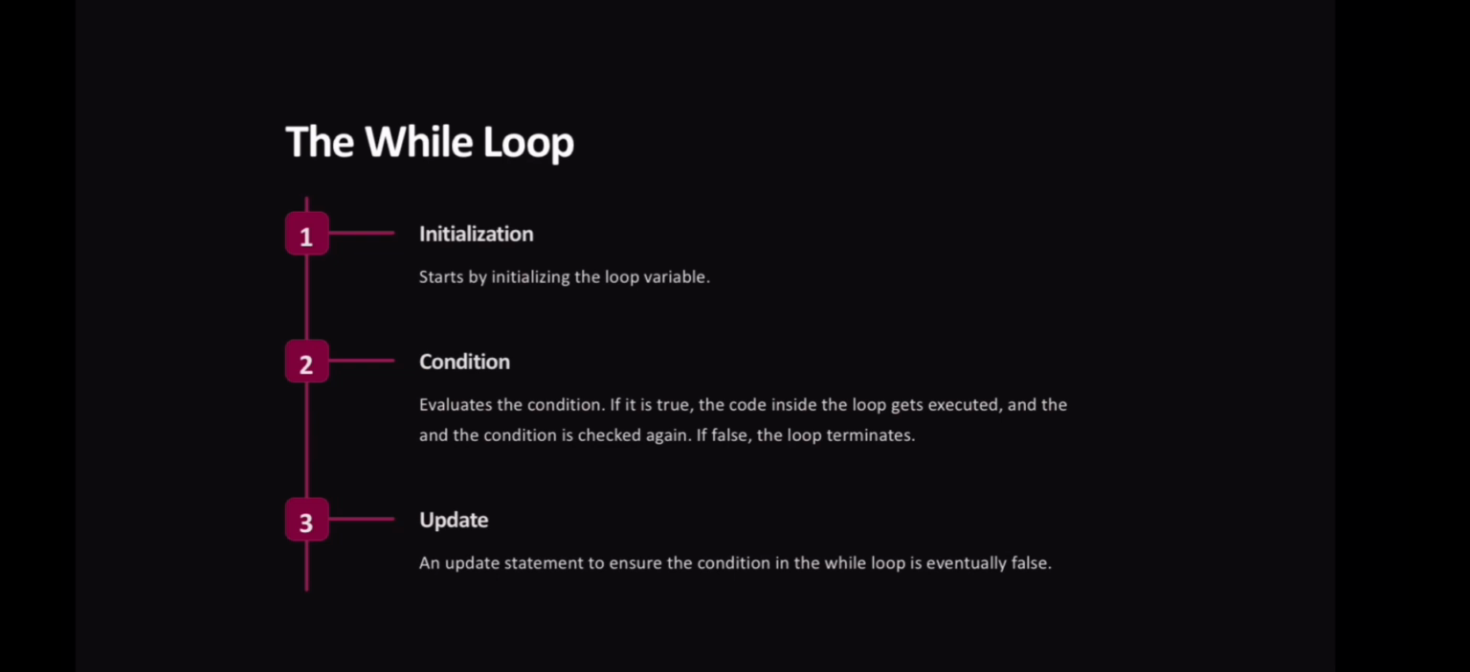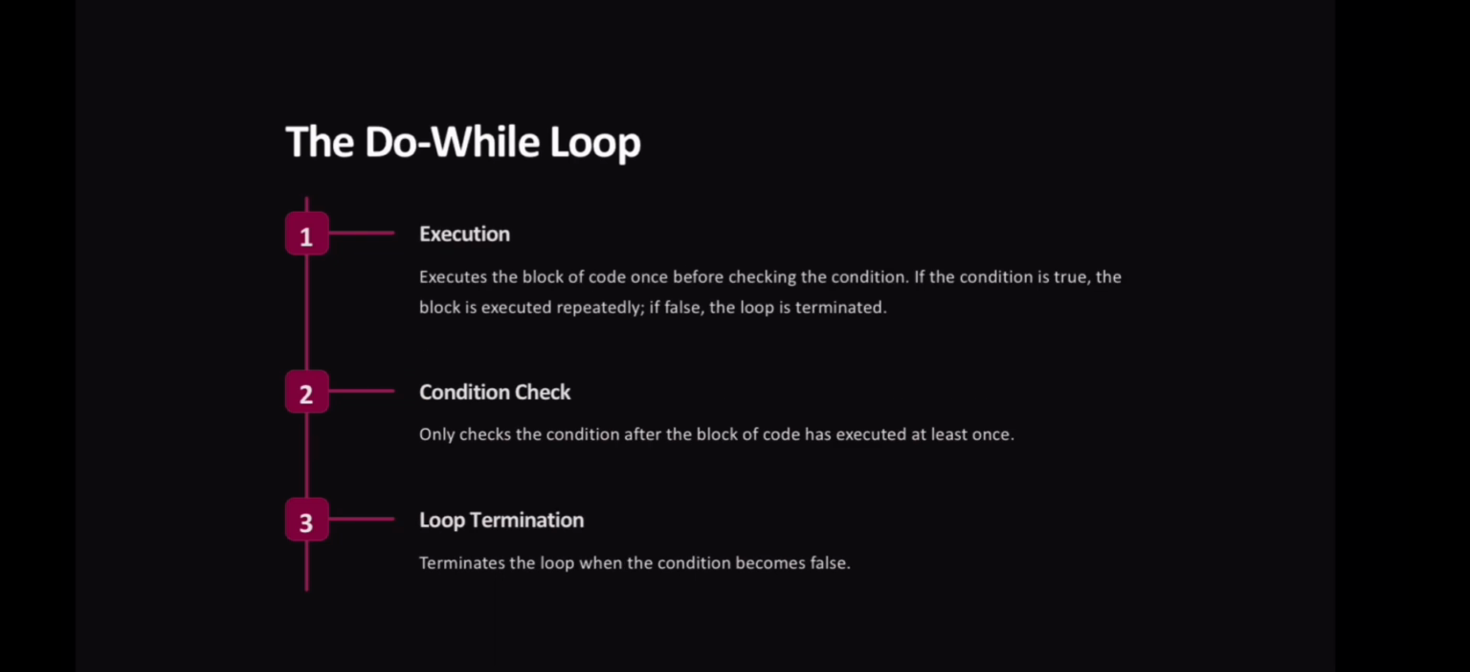Do while loop, as we said, is similar to the while loop. It executes a block of code once before checking the condition. If the condition is true, the block is executed repeatedly. If false, the loop is terminated. It only checks the condition after the block of code has executed at least once, and it terminates the loop when the condition becomes false.